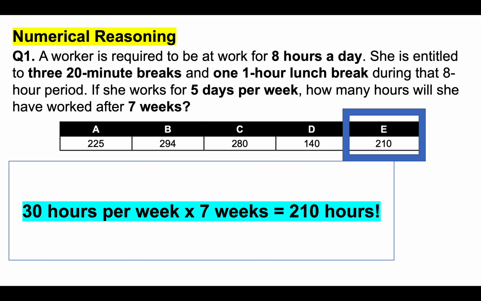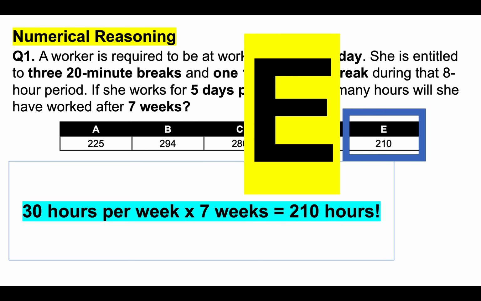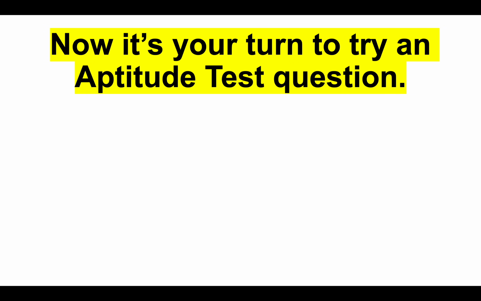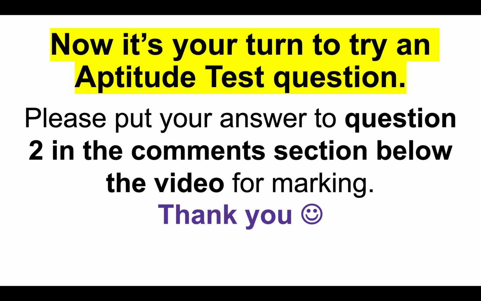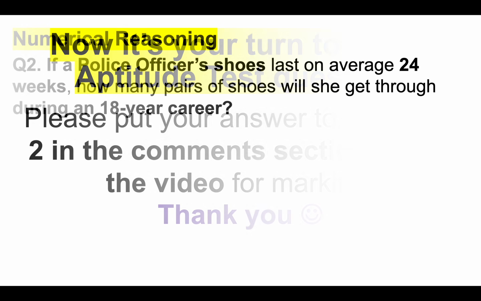And as I said before, the best way to achieve higher scores is to carry out lots of practice test questions. So now it's your turn to try an aptitude numerical reasoning test question. So I will put a question up on the screen and I want you to choose the answer. And please put your answer to question 2 in the comments section below the video for marking, and I will personally come on here each day and mark them for you.